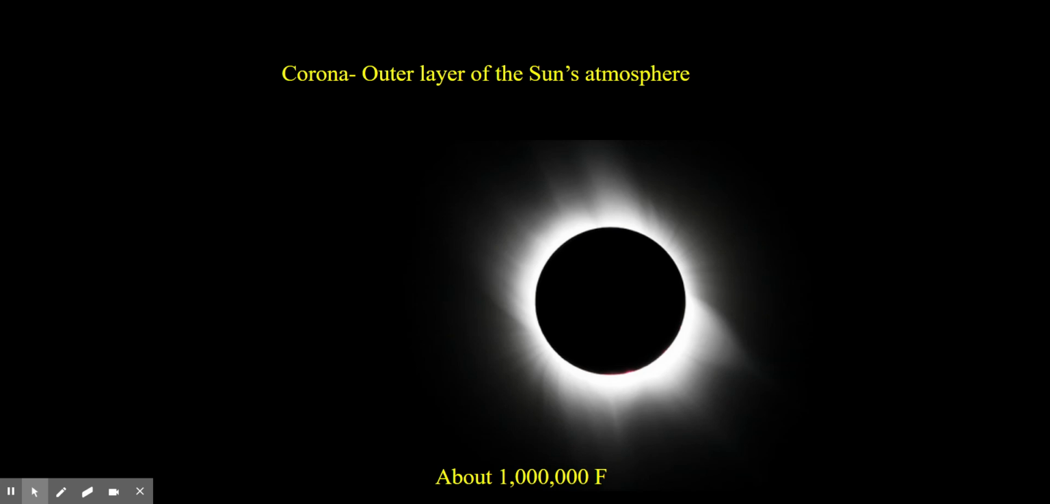But the corona is the outermost layer of the sun's atmosphere. It's always changing in size and shape because of the turbulent surface of the sun. So, the corona.